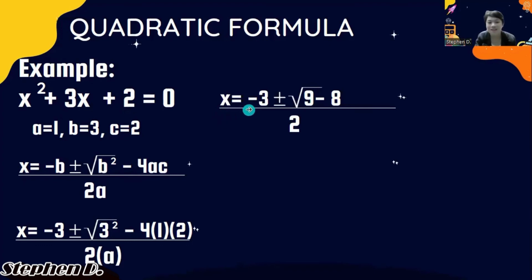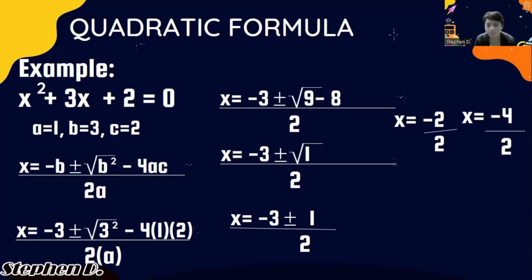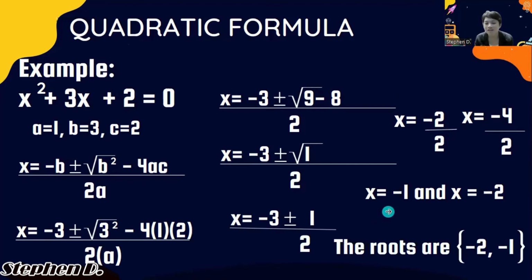So if we solve that, we'll get negative 3 plus or minus the square root of 9 minus 8, over 2. So we'll get negative 3 plus or minus the square root of 1, over 2. So the square root of 1 is 1, so we get negative 3 plus or minus 1 over 2. So we're gonna have an equation where it's positive 1 and an equation where it's negative 1. So if we solve that, we'll get x is equal to negative 2 over 2, another one where it's negative 4 over 2. So x is equal to negative 1 and x is equal to negative 2. So our roots are negative 2 and negative 1.